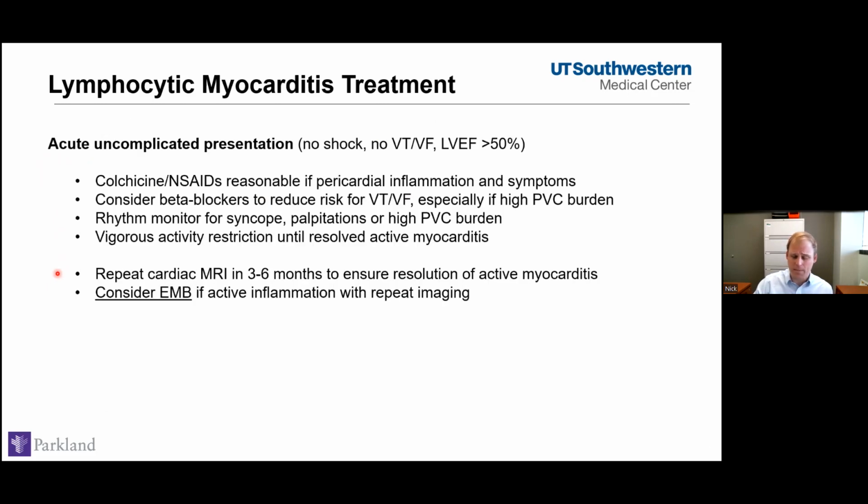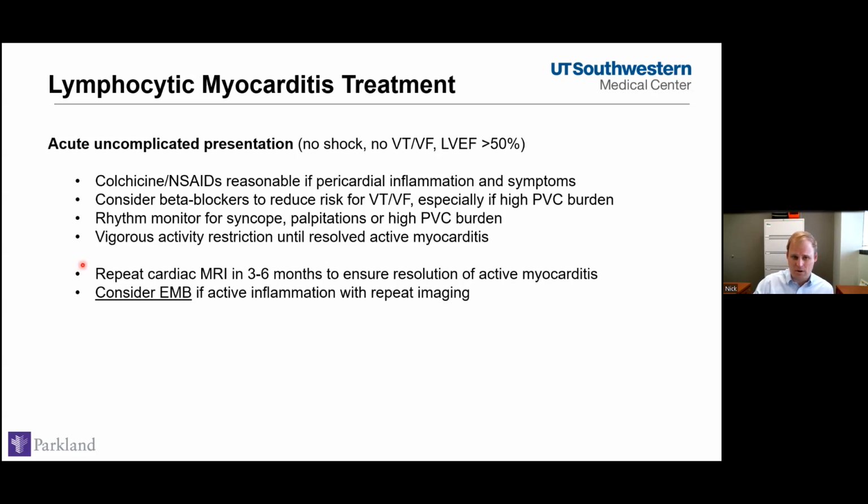For those uncomplicated patients, you get them feeling better, you get them out of the hospital. You want to repeat that MRI in 3 to 6 months to ensure that there's resolution of that active T1, T2 abnormalities. And if there's still active inflammation on that repeat imaging, then it's reasonable to think about whether or not biopsy might be indicated for that patient, because the question is, one, are they going to continue to progress and have further decline in their systolic function or have scarring? Or two, is there something else we're missing?